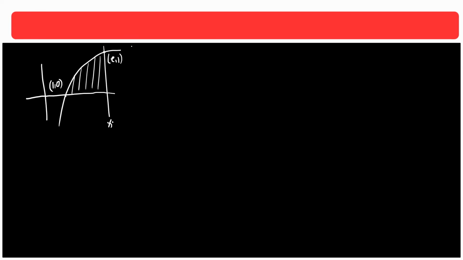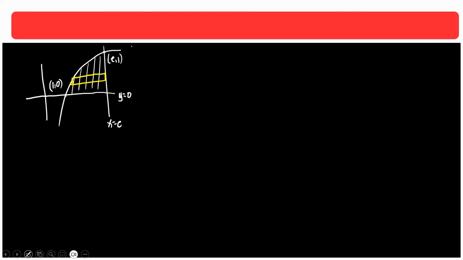So when we redraw that, basically this one is e comma 1. This is 1, 0. So this is the shaded portion. This is x equals e. This is y equals 0. But I want you now to give me a horizontal element. Horizontally simple.